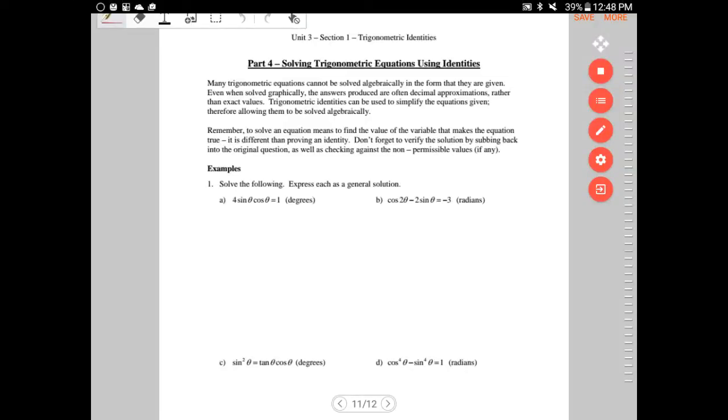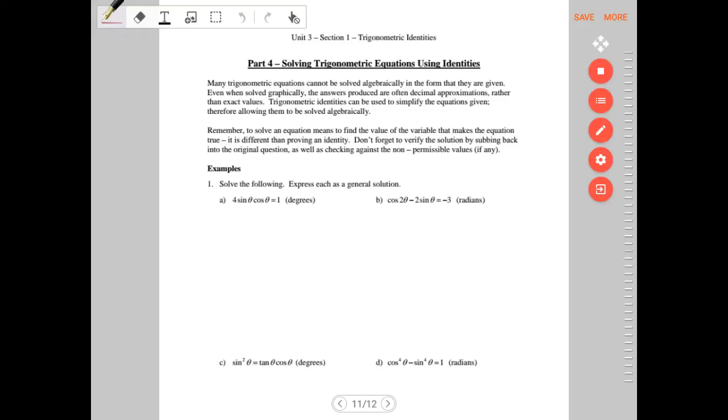All right, the last section, part 4, solving trig equations using identities. Many of them cannot be solved in the form they're given, so if you can use a trig identity to simplify them, then that definitely makes problem solving a whole bunch easier.